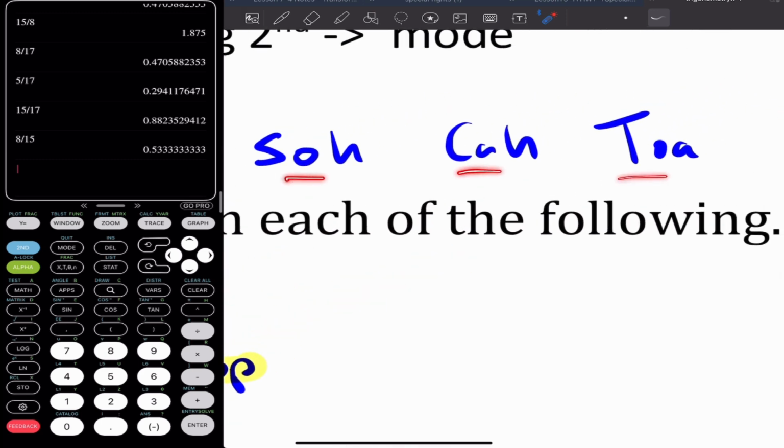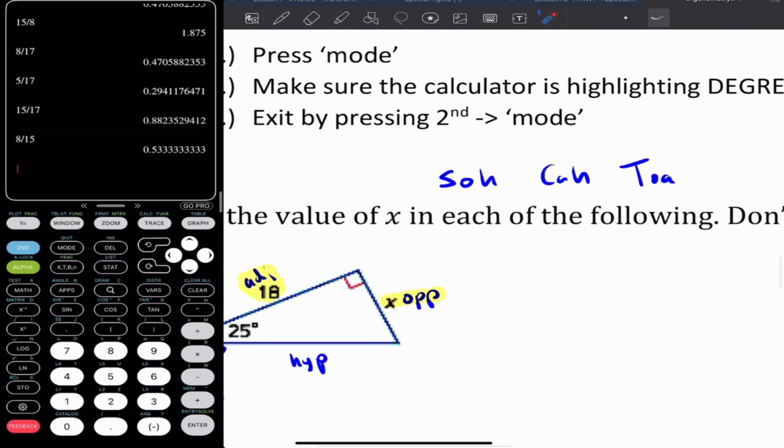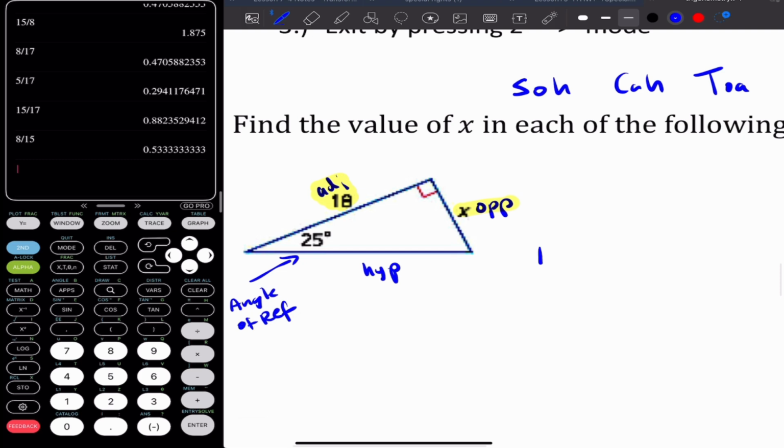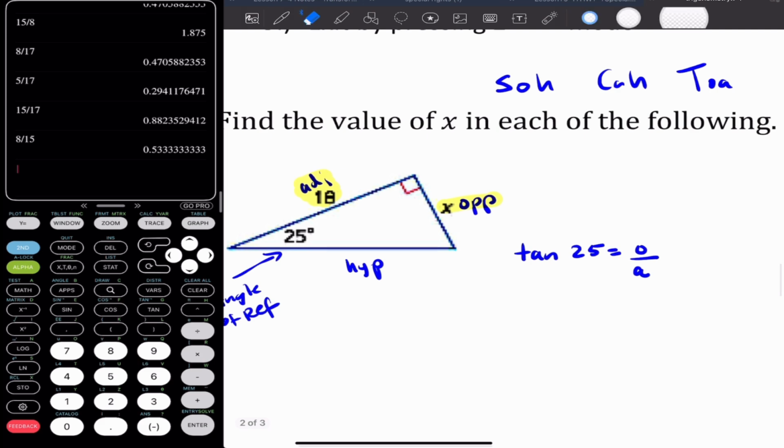Tell me which one should I use in this scenario. Because I have opposite and adjacent, which one has opposite adjacent? Here's OA, that's TOA. So that means I'm using the tangent function. So I write tangent of your angle of reference, which is 25, and that's equal to, again, tangent is opposite over adjacent, right? So I'm not going to write opposite over adjacent. Don't do that. Just write tangent of 25. It's the opposite side, which is x, and the adjacent side is 18.